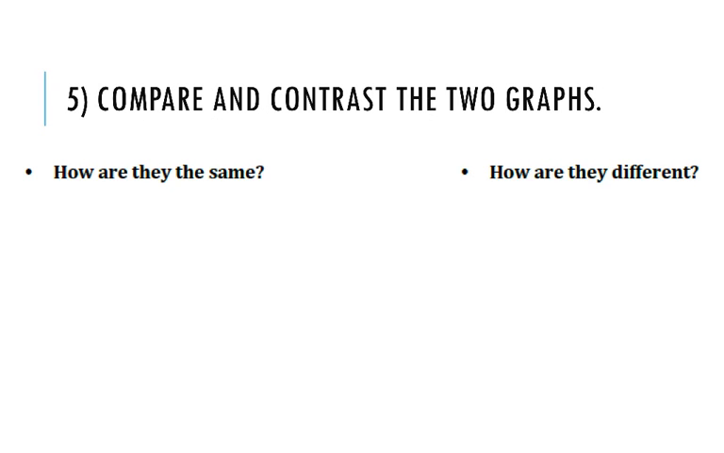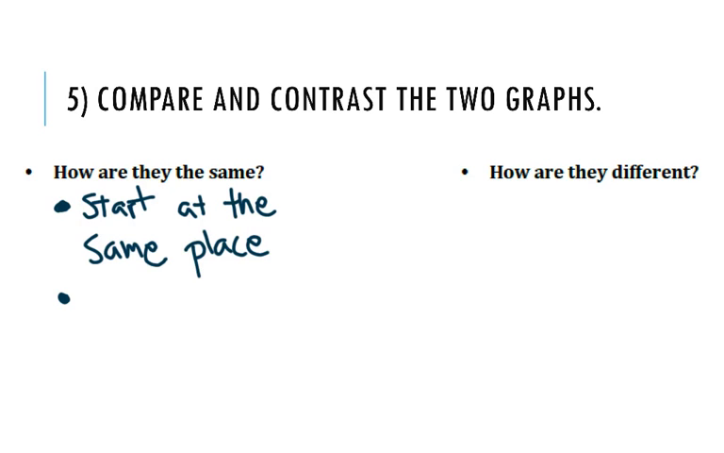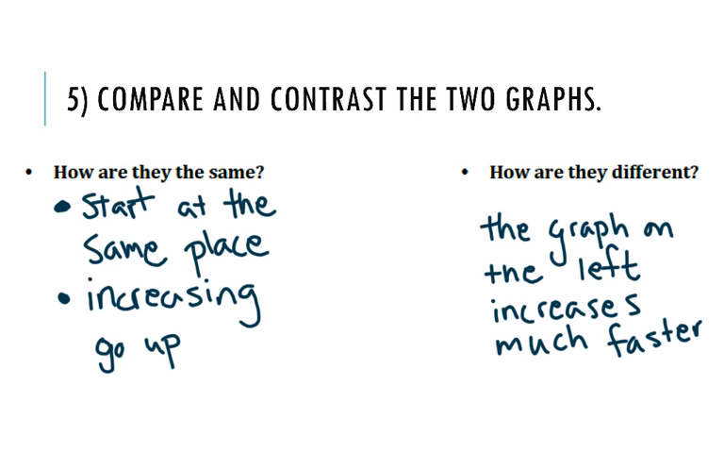Number 5, we're going to compare and contrast the two graphs. So thinking about those two graphs, how are they the same and how are they different? Well, one of the things that they have in common is that they both start at the same place. Both graphs also are increasing, or you could say, go up. The next question is, how are they different? Comparing the two graphs, we might notice that the graph on the left increases much faster.